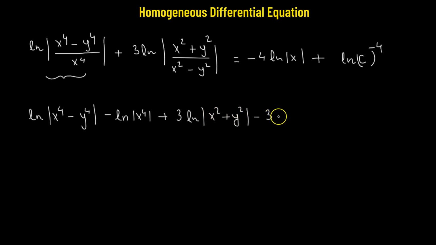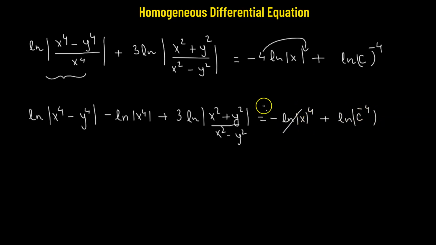minus 3 times, let's keep it as it is, we're not going to break it down, equals to negative, so we'll take the 4 and raise it to the power of x. So we have negative log of x raised to the power of 4 plus log of c raised to the power of negative 4. So this logarithm and this logarithm goes away.